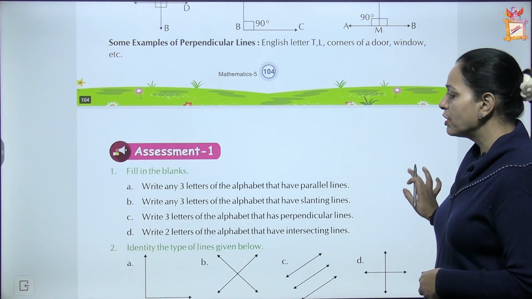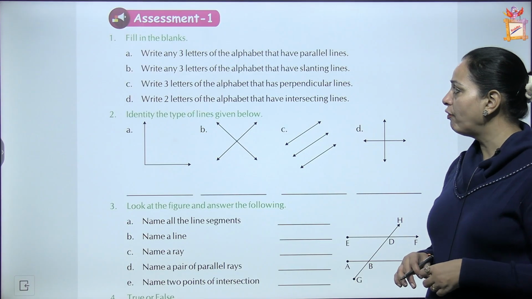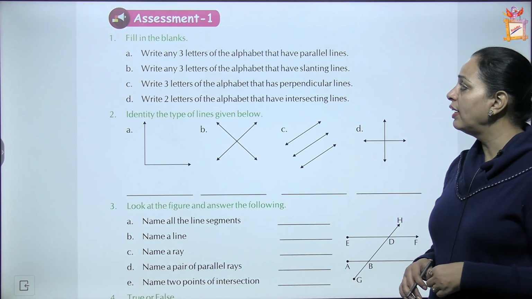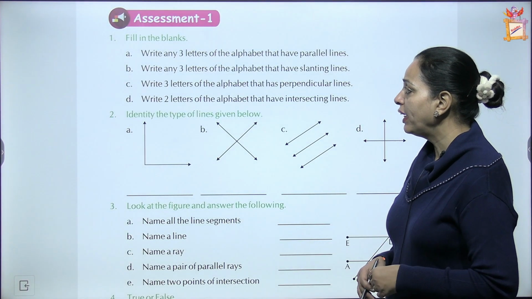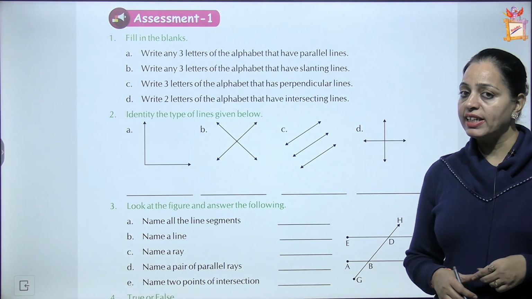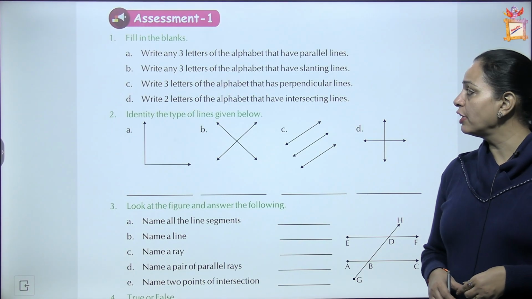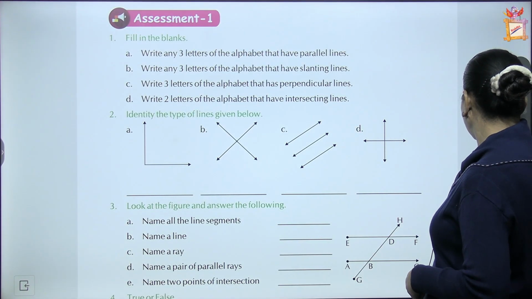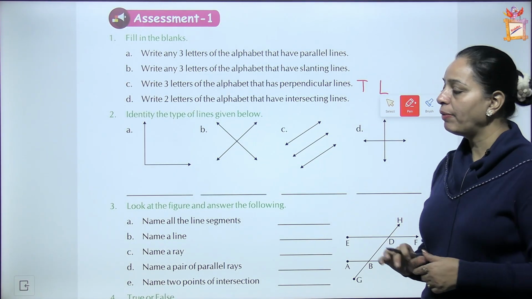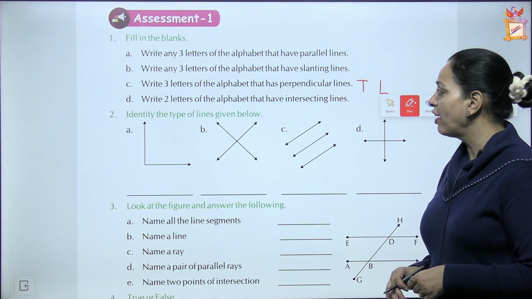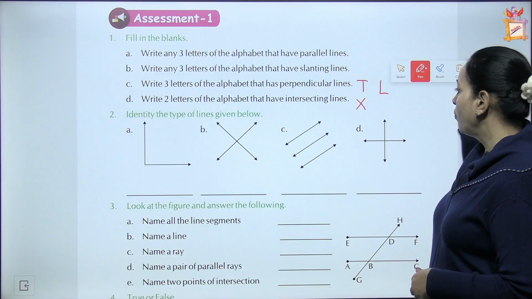Right? Now Assessment 1, question number 1, fill in the blanks. A part: write any 3 letters of the alphabet that have parallel lines. So just find it out. Now B part: write any 3 letters which have slanting lines. Just do it. Now write 3 letters that have perpendicular lines, like L, T. Okay, you can find many more. Write 2 letters that have intersecting lines, like X, okay, Y.